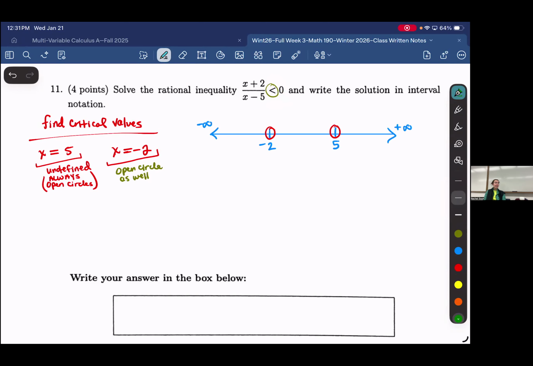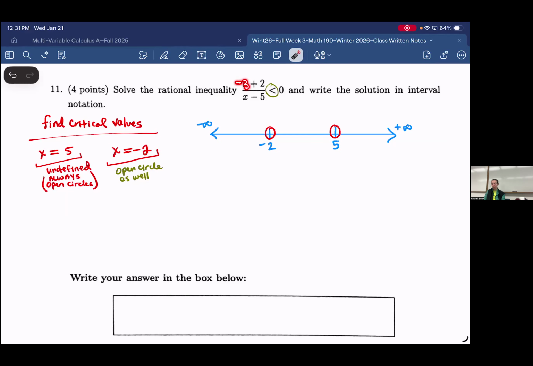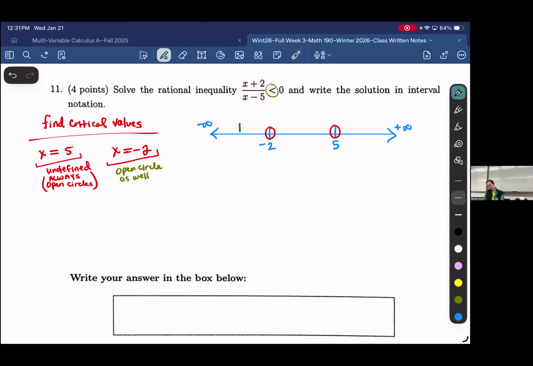Now a value that is less than -2, -3. So we plug in -3, -3 plus 2 is a negative. -3 minus 5 is a negative, and a negative divided by a negative is a positive. What's a value between -2 and 5? 0. We plug in 0 and we get 0 plus 2 is positive. 0 minus 5 is a negative. A positive divided by a negative is negative.